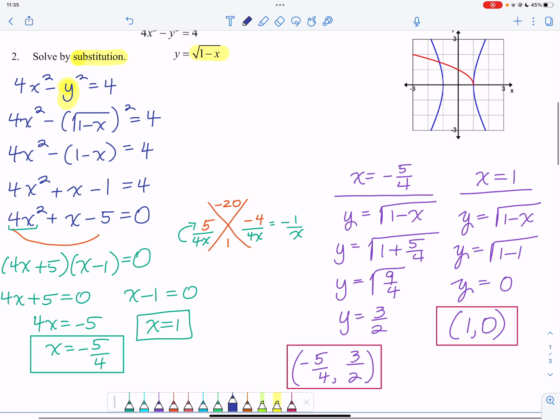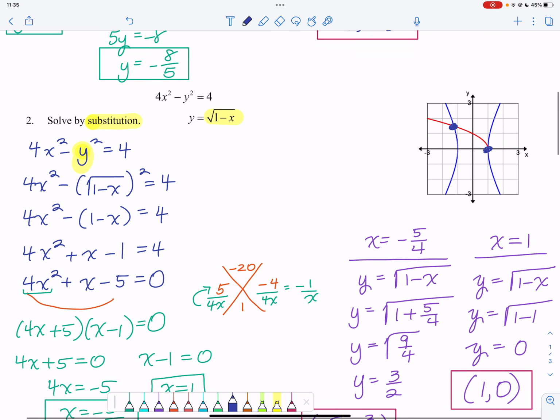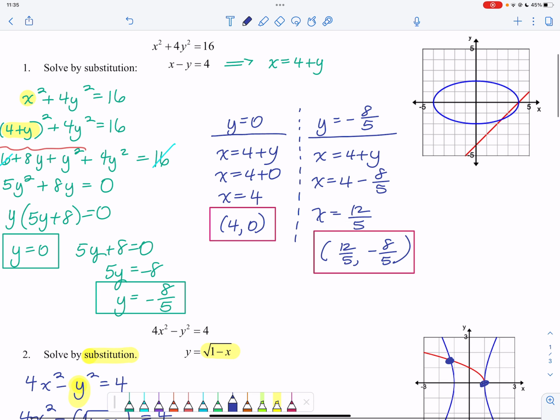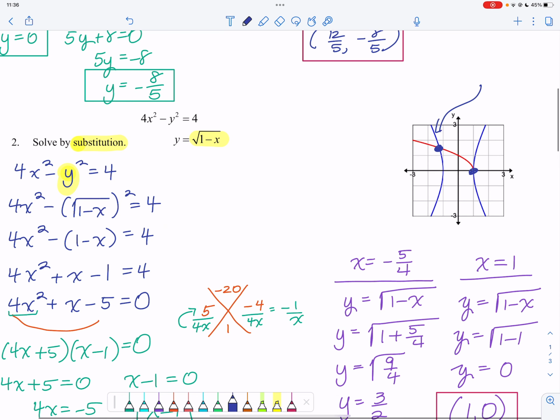These 2 points, this point and this point, that's what we found: (1, 0) and (-5/4, 3/2). That's the solution where these intersect. Here is (4, 0) and (12/5, -8/5). So you can see the solutions here. Likewise, here they are. The solutions of this system are where these graphs intersect.